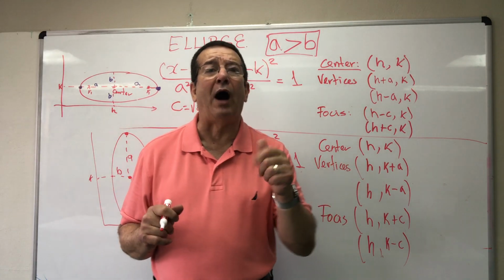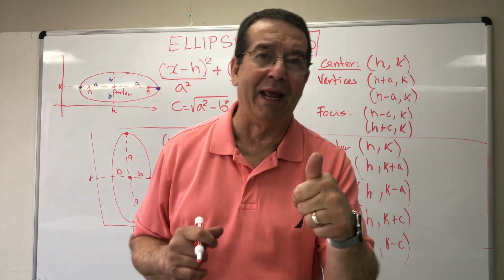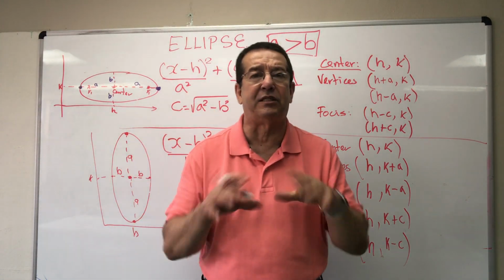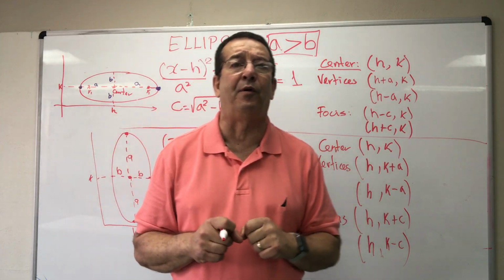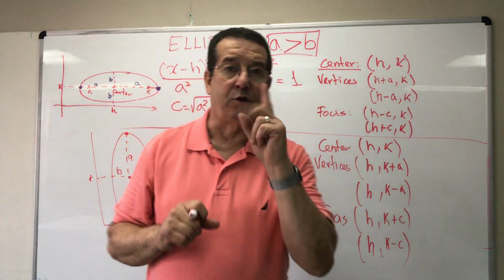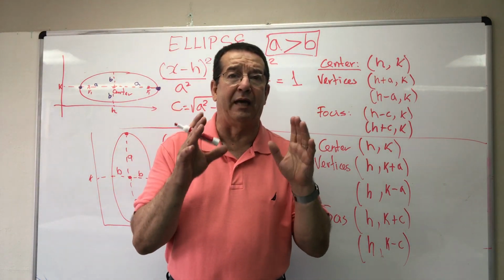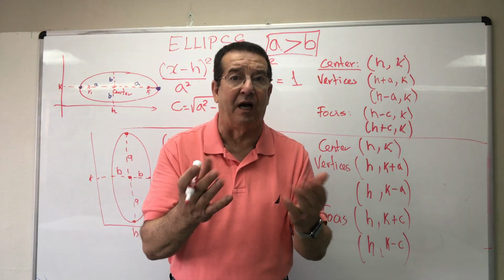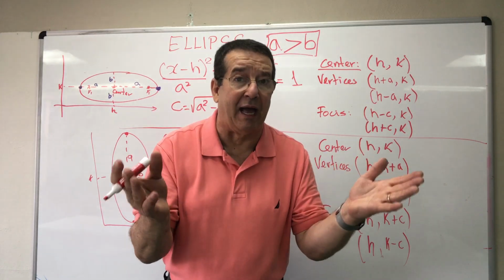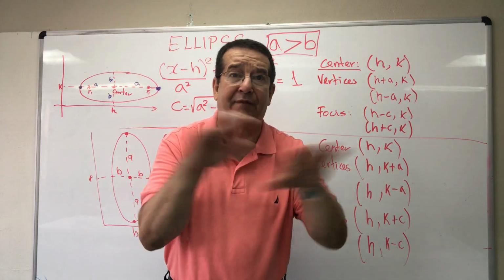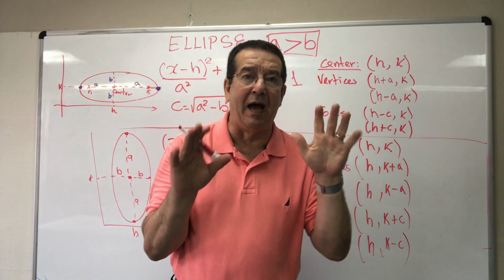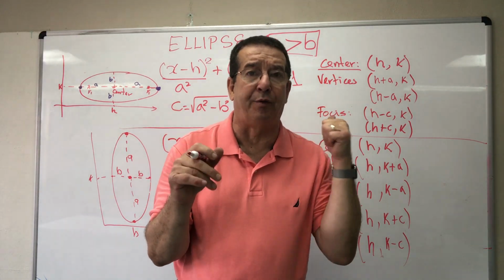Okay? Now I'm going to do two examples. One example when the ellipse is horizontal, and one example when the ellipse is vertical. Two examples. I'm going to erase the board now, and I'm going to give you two examples. If you follow these examples, you can get an A in the class and an A on the quiz, everything is A. Okay? Follow me now with these two examples.